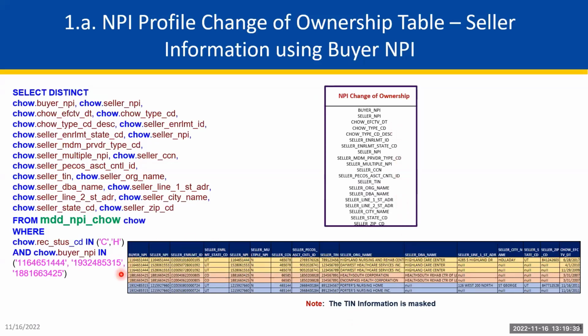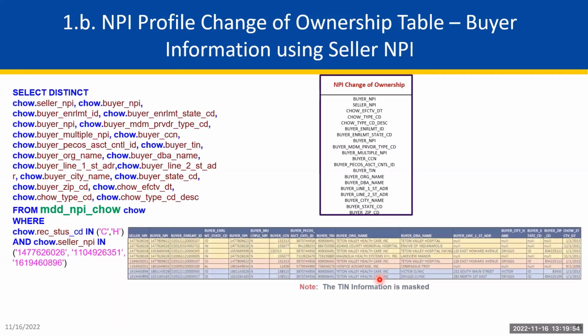Now, if you have a buyer NPI or a buyer CCN, the query written on the left side gives you an example of how to query our NPI chart table and get the seller information. Likewise, in this query, we have the seller NPI, and we can get the information about the buyer, like the org name, DBA name, and what type of change of ownership it is, whether acquisition or merger. All this information is available in our NPI chart table.